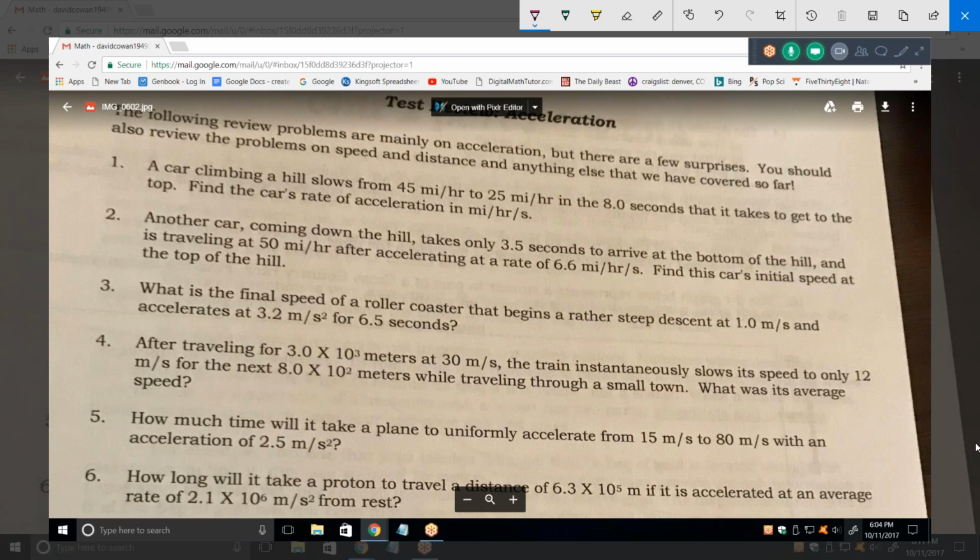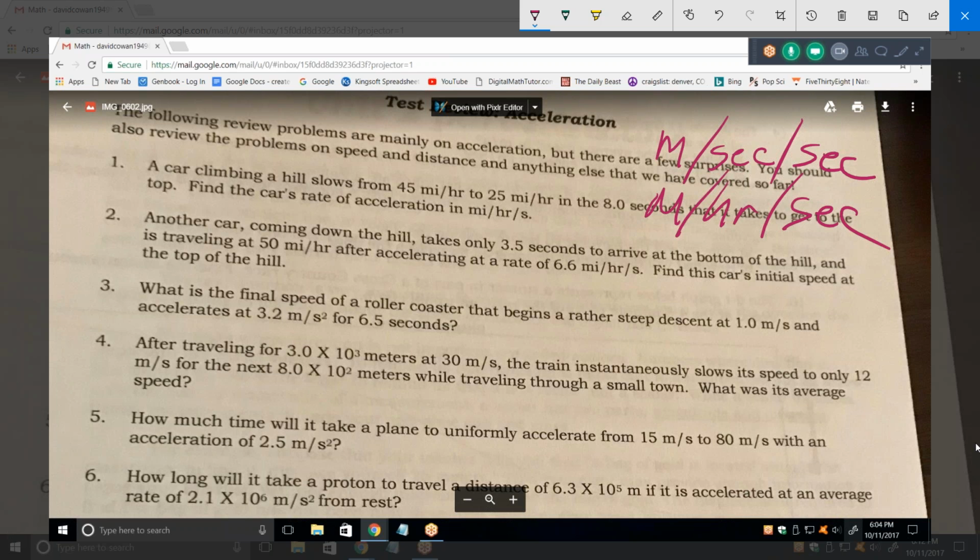So number 3: what's the final speed of a roller coaster that begins a steep descent at 1 meter per second, its starting speed, and accelerates at 3.2 meters per second squared? Notice that 3.2 meters per second squared means meters per second per second. It's the same as writing it like this, meters per second per second. In the first 2 problems, we were doing miles per hour per second. When everything's in seconds, then it's meters per second squared.